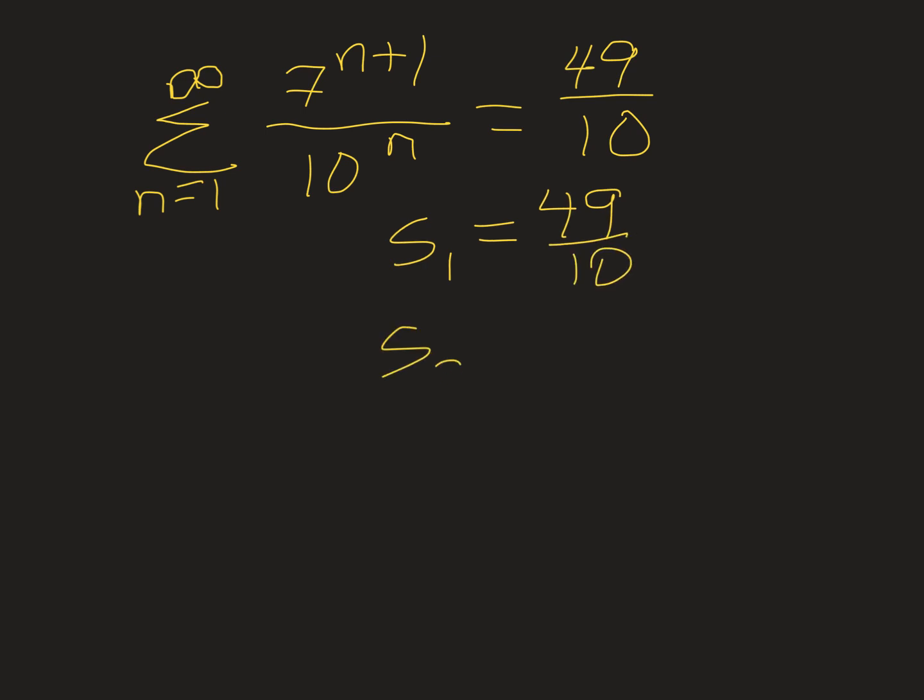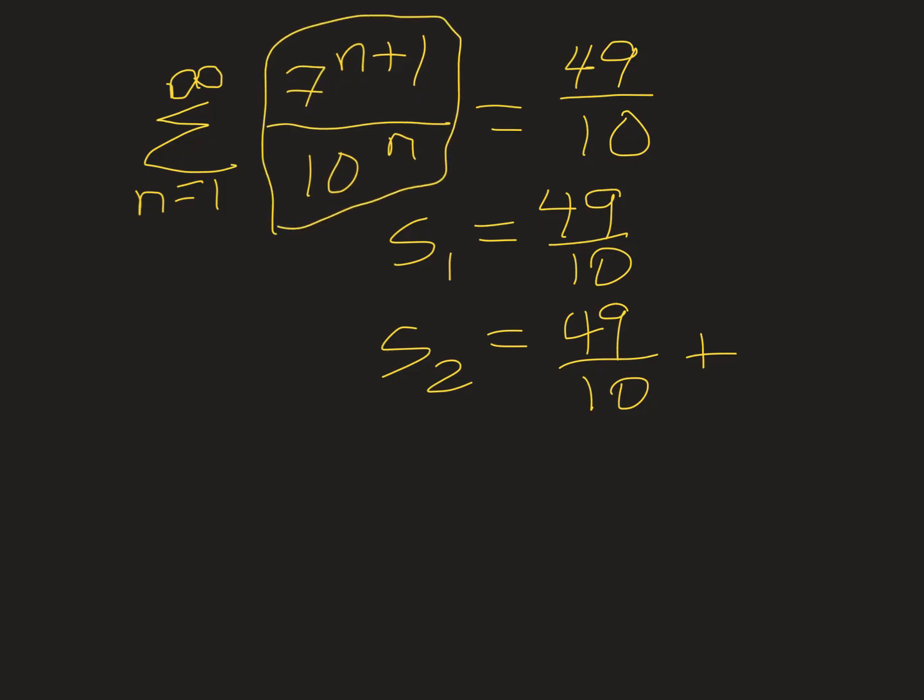So what's S sub 2? Well, it's going to be 49 tenths plus what? Well, if n is 2, then my sequence, which is right here, becomes 7 cubed over 10 squared. So 343 over 100. So that's S sub 2. What about S sub 3?